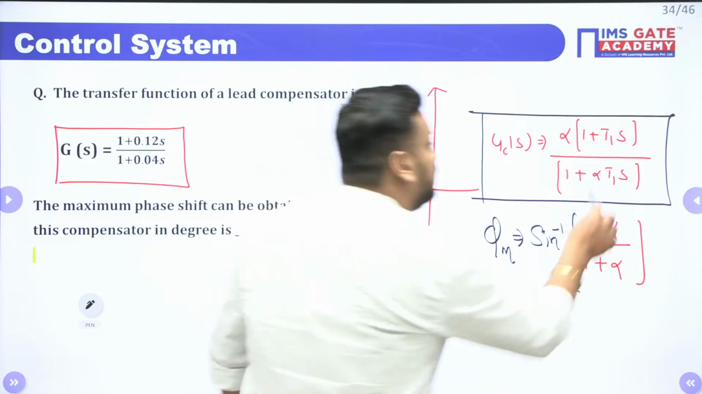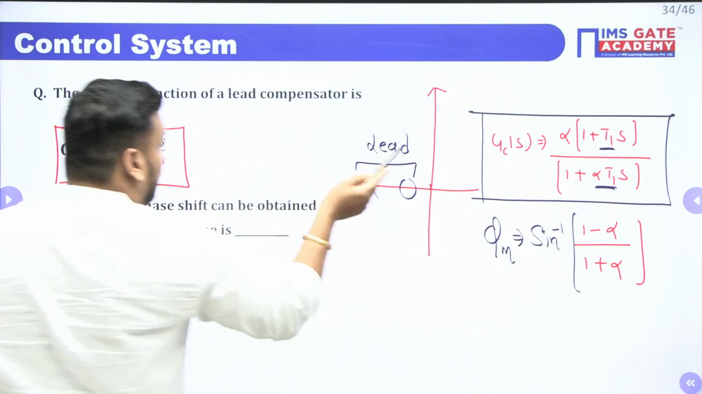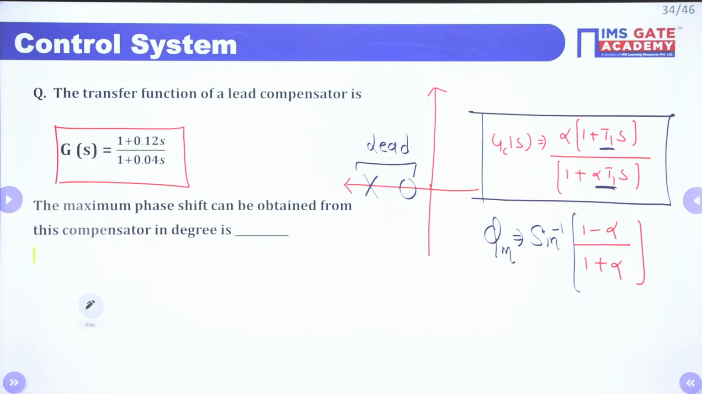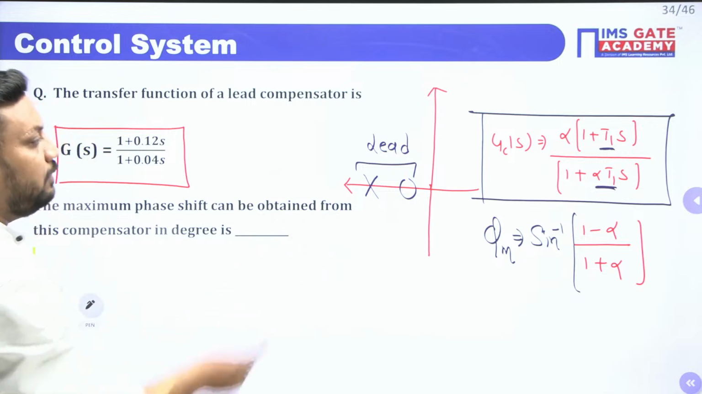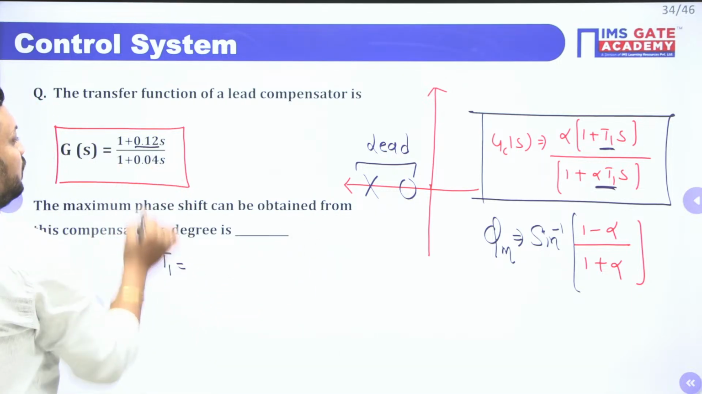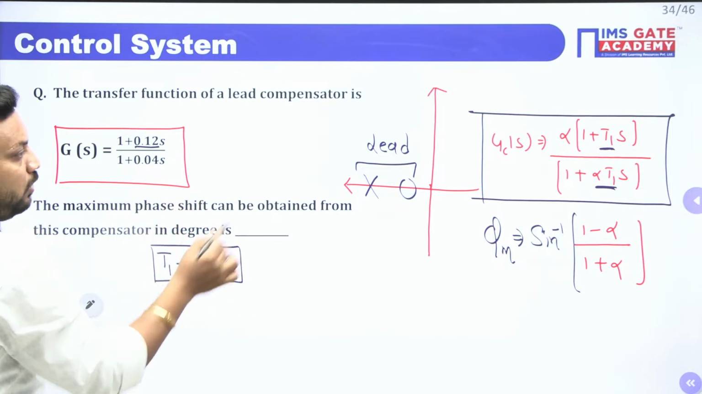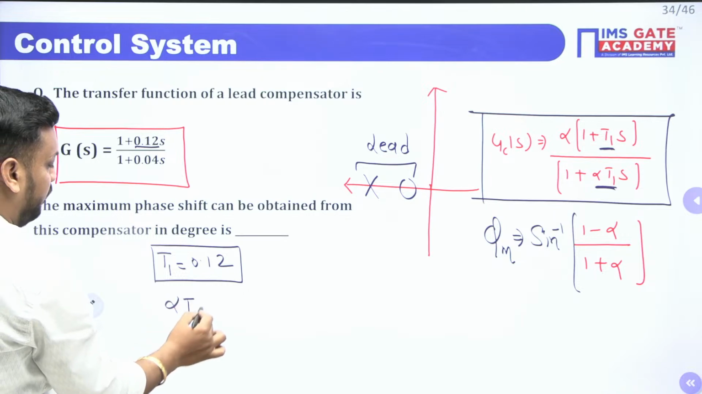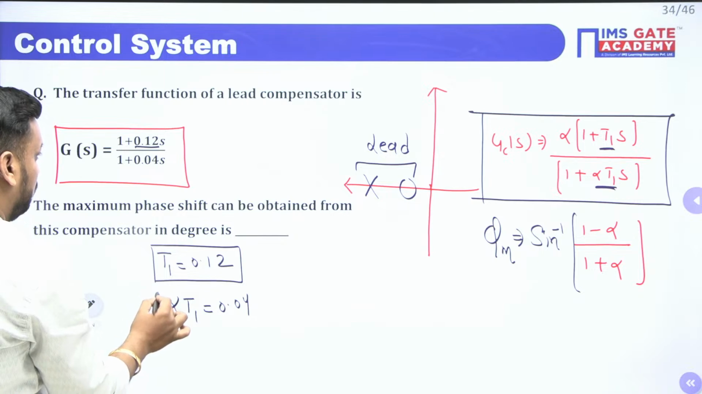As I told you many times, while comparing the values of T1 and alpha T1, we can just compare the S coefficients, because the constant K value only changes the gain. So T1, when you compare the S coefficient, is 0.12. And alpha T1 is nothing but 0.04.